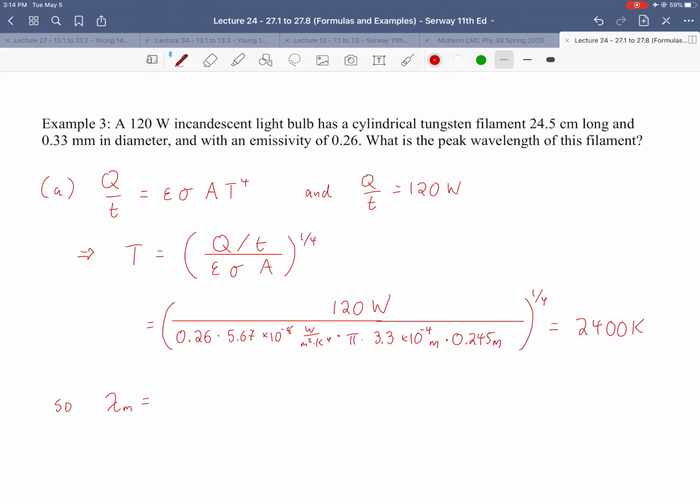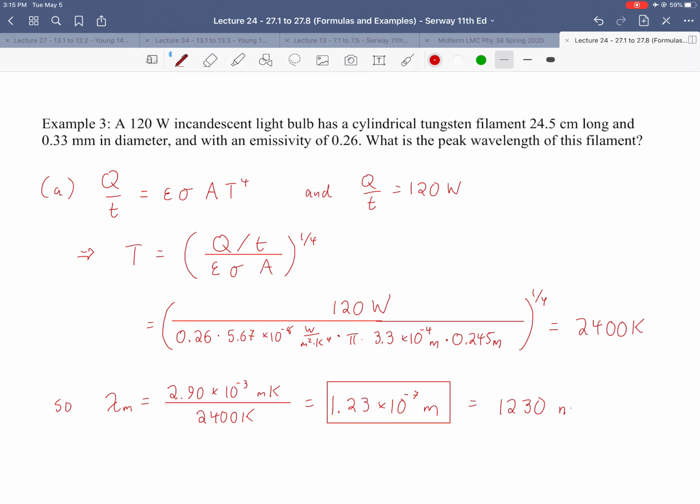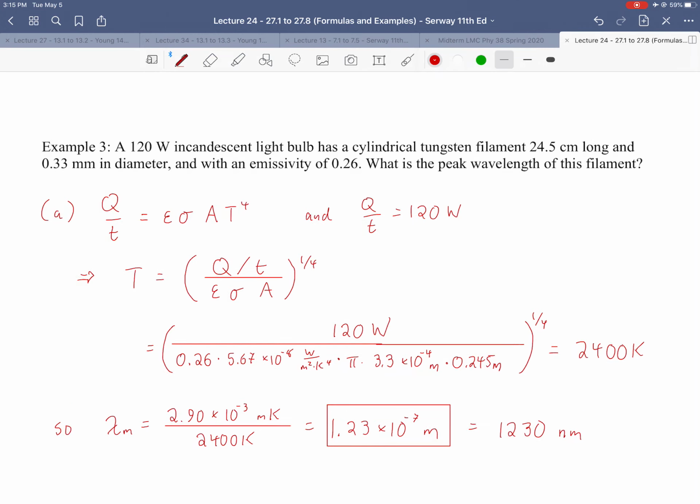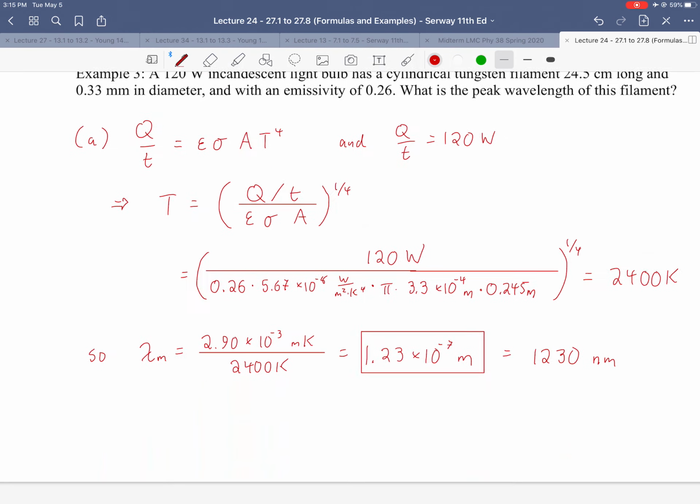Now this part we'll just do what we did in the previous example. We'll take our 2.9 times 10 to the negative 3 meters Kelvin and divide by the temperature that we got, the 2,400. And that ends up being 1.23 times 10 to the negative 7 meters. That's our answer. And let's convert this over again to nanometers for discussion purposes. So it's 1230.